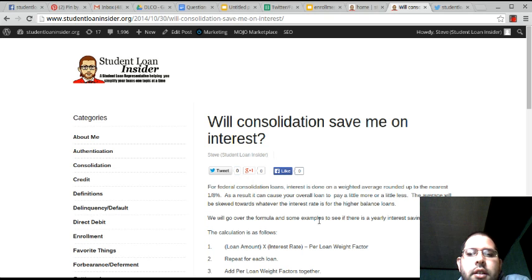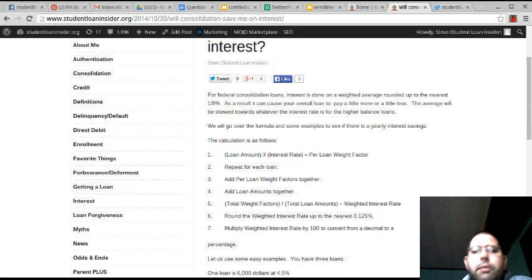Now the calculation itself will be in the article, which will be down below. It's an interesting formula, but here's the key to it. Because it's a weighted average and because it's rounded up to the nearest eighth of a percent, oftentimes you either break even or don't save any money at all. You actually lose money. So let's go ahead and look at some examples.